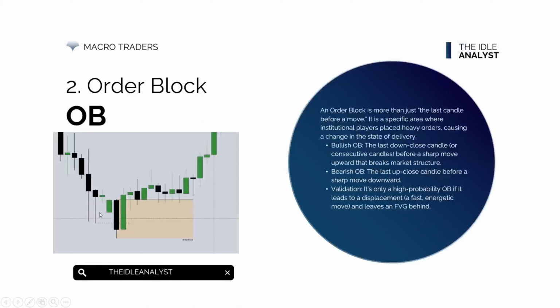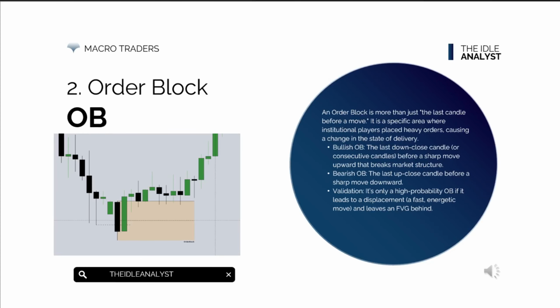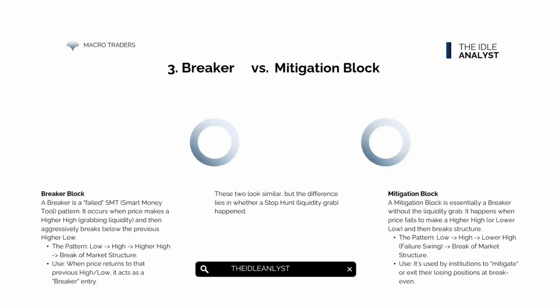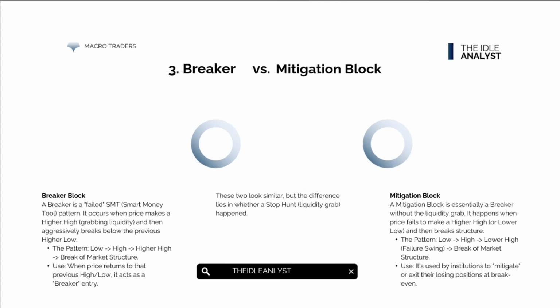As you can see over here, this large dark candle is an order block, which took the previous liquidity and then pushed price bullish. The validation is that it must be fast, it must be energetic, and it leaves a fair value gap behind. Let's now move on to the breaker and the mitigation blocks.